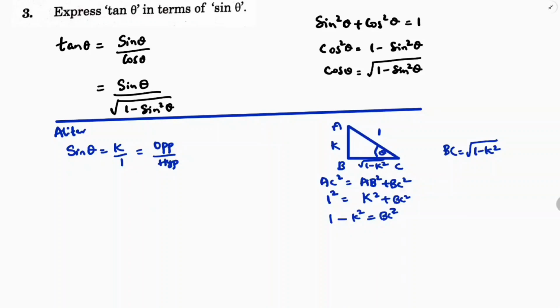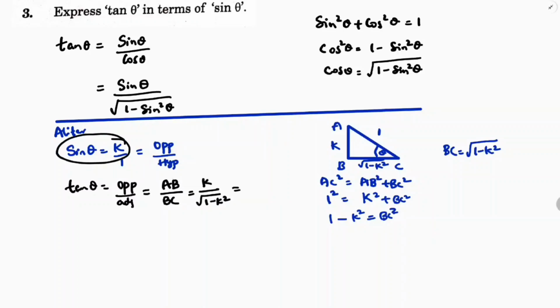Now we need the value of tan theta. So tan theta is opposite by adjacent. Opposite is here AB, adjacent is BC. Opposite is k and adjacent is under root 1 minus k square. So now wherever k is there, substitute the value of sine theta. So you'll get sine theta by under root 1 minus sine square theta. So in this way we can find tan theta in terms of sine theta, one by using ratios and identities, the other with the help of the Pythagoras theorem.